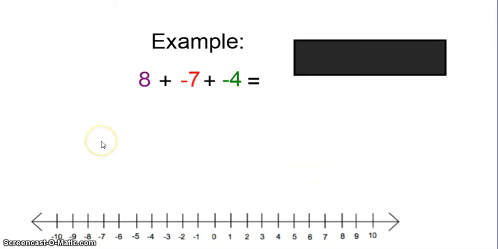So now for this last problem, this will be your last example in your notes. I'd like you to try this one on your own, starting with 8 plus a -7 plus a -4, and then come back to it, please.